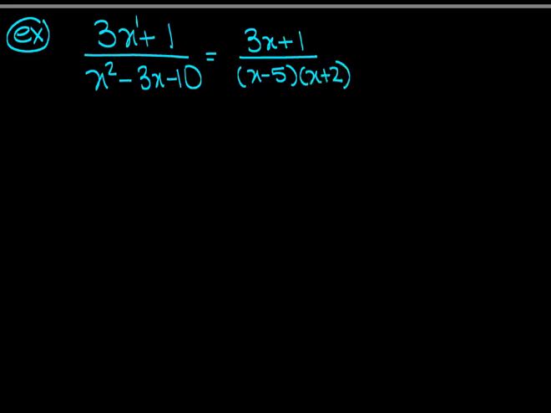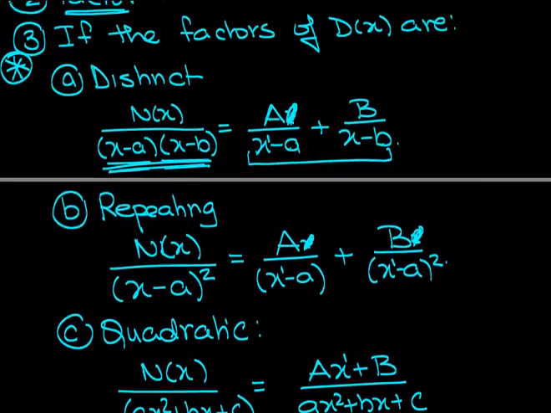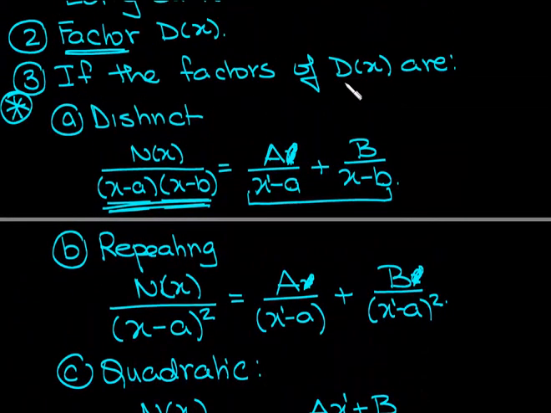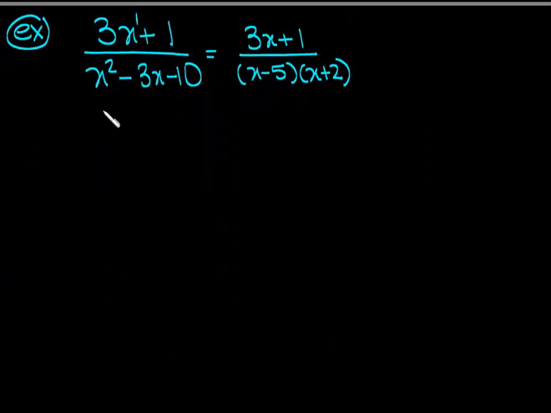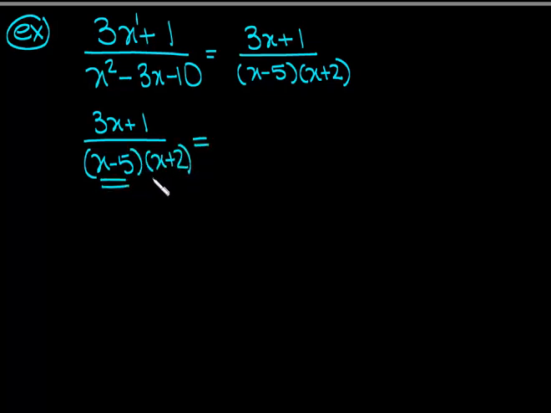Okay, then what do we do? Then we take a look at if the factors of d of x are repeating, we want to break it down now. So now this thing, 3x plus 1 over x minus 5 and x plus 2, breaks down to, look at these two factors, they're distinct, they're different. So it'll break down into A over x minus 5 plus B over x plus 2. So that's what they're going to break down to.